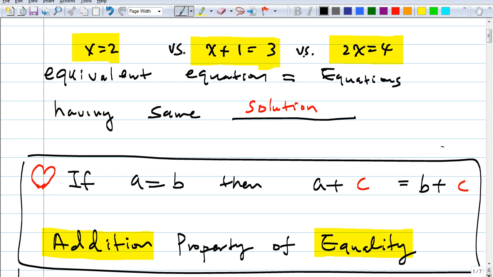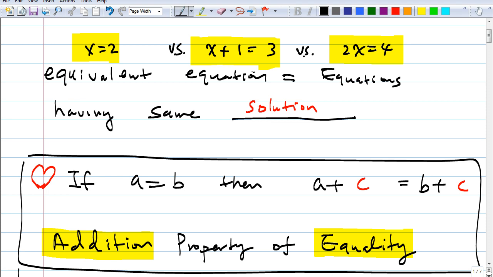So there's another property of equality. The next property is, anybody want to guess what the next property is? Could we subtract the same number from both sides of an equation? Just like here, if I have x plus 1 equals 3, could we subtract 1 from both sides? Do we get the same answer? Would the equation still be equivalent? Anybody want to guess what that's called? Take a wild guess. If this thing is called addition property of equality.